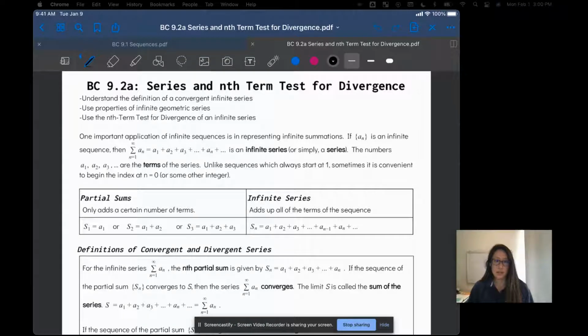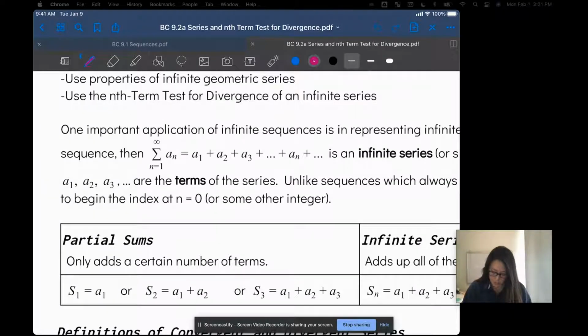All right. Today we're going to look at what a series is and then use a shortcut, a test, to see if our series diverges or not. So a series is basically the sum of a sequence. I know we've talked about this before, but we use the summation notation to tell us what term we're starting with and what term we're ending with. An infinite series goes on for infinity number of terms.